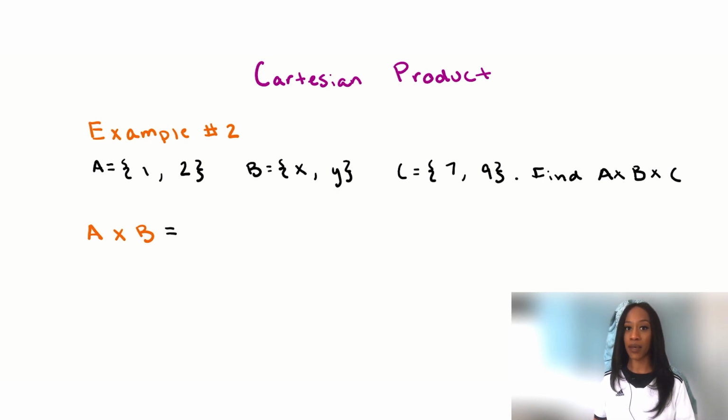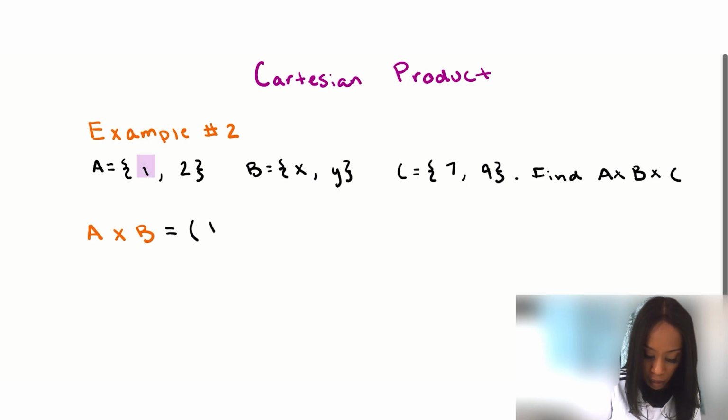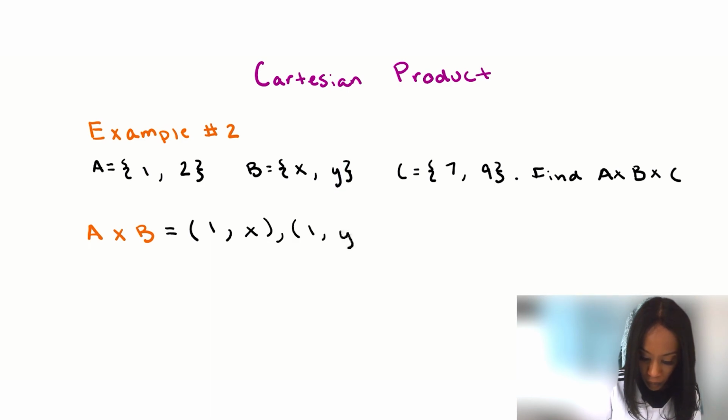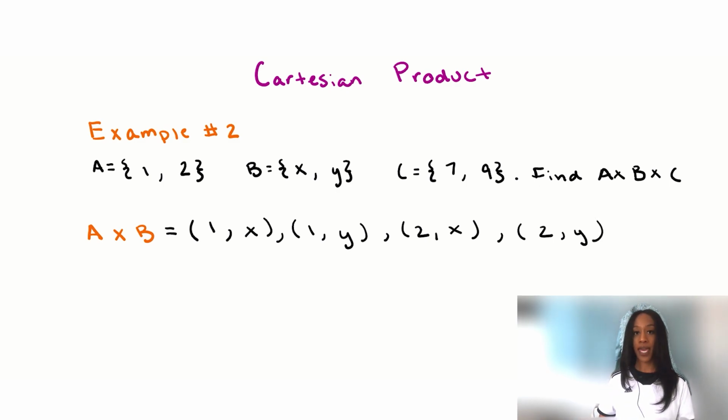The best way, in my opinion, to go about doing this is to first find the Cartesian product of sets A and B, and then add in C after you've found A cross B. So let's find the Cartesian product of A and B. Using the same method that we used in our first example, we'll write our Cartesian product: 1x, 1y, and then 2x and 2y. So that's our Cartesian product of A and B. And so now we'll go ahead and add in our set C.